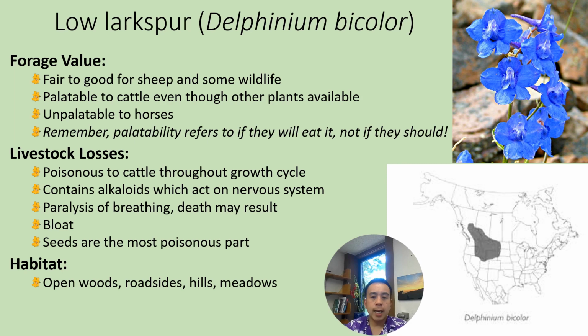In terms of habitat, you can see in the map where it's distributed, and it typically occurs in open woods, roadsides, hills, and meadows, essentially in more open habitats, and can be quite abundant on dry soils.